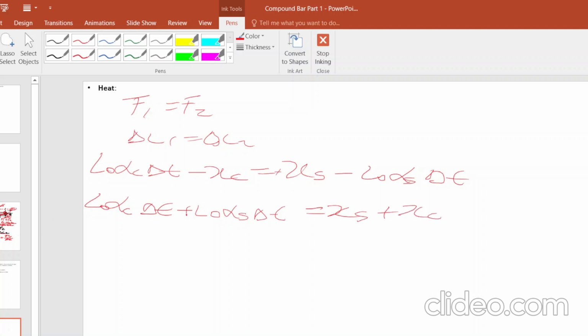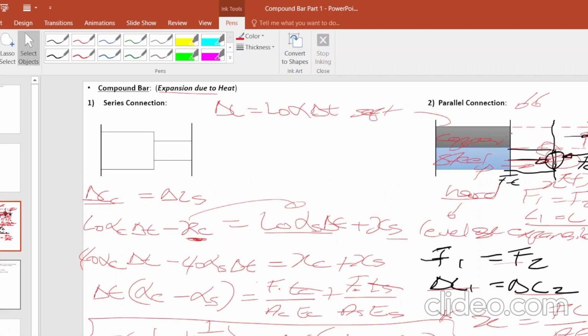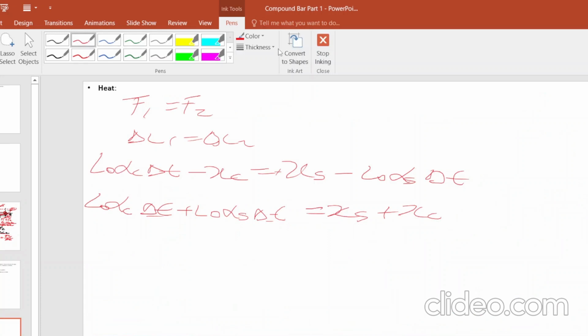Then here, the only thing which is common is the change in temperature. But the lengths are not the same. If you are given a diagram like this, you'd find that the materials are not of the same length. You have copper, you have steel. They are not of the same length. The length of copper, L1, is not the same as that of steel. Hence, this won't be common. This will be length copper, this will be length steel. Not unless they are of the same length.